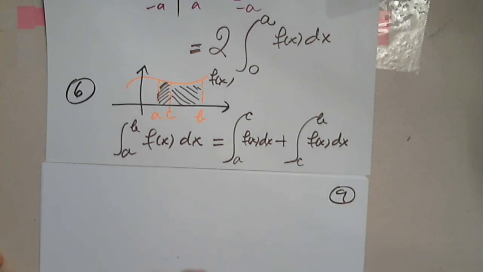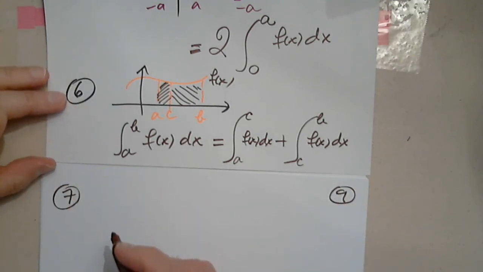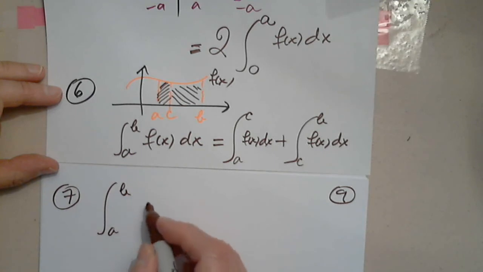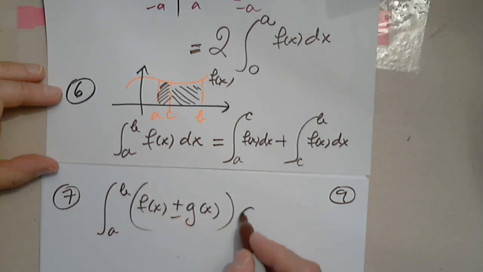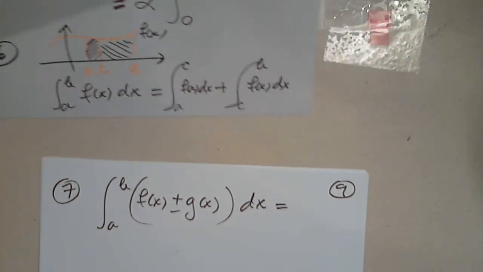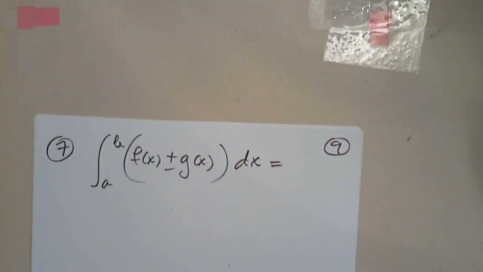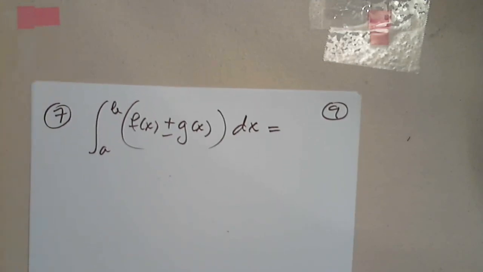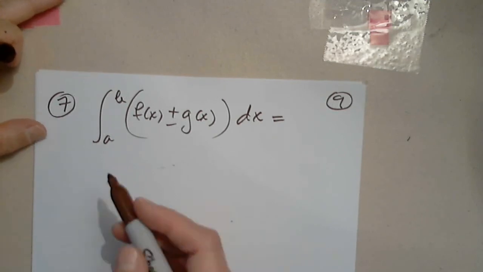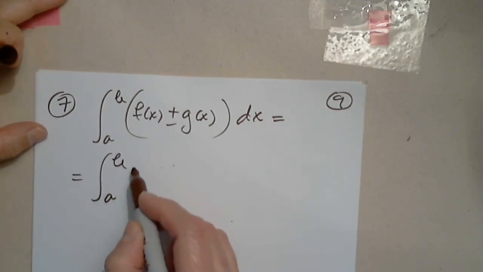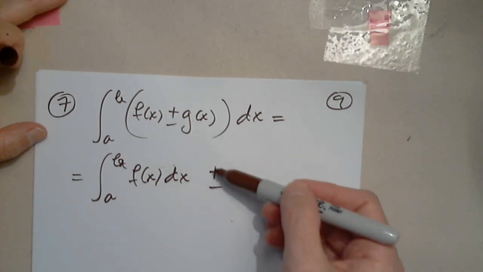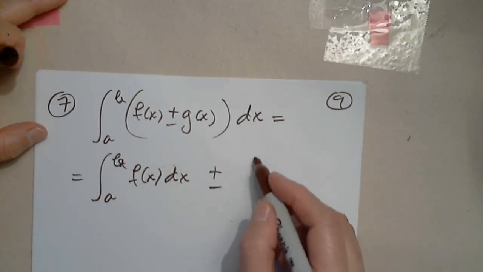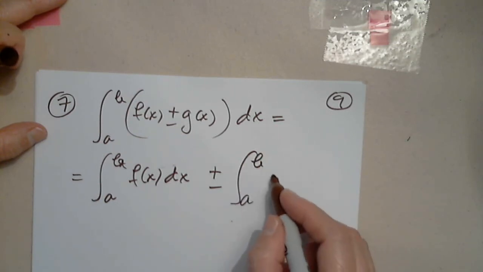Another property similar to what we've seen in limits: we have the integral from a to b of f of x plus or minus g of x, of course, dx. What do you think this will equal to? Same thing as with the limits, the integral from a to b of f of x dx plus or minus, if this is plus, this is plus, if this is minus, this is minus, the integral from a to b of g of x dx.